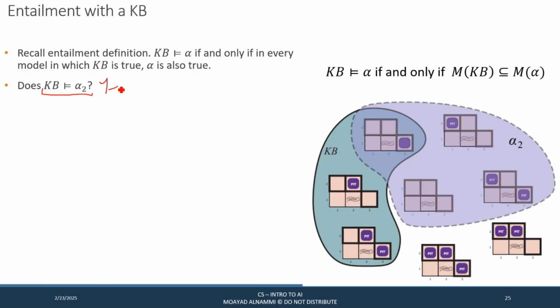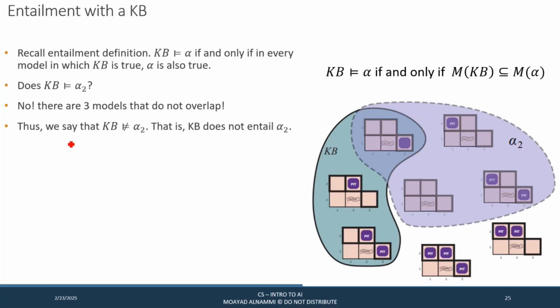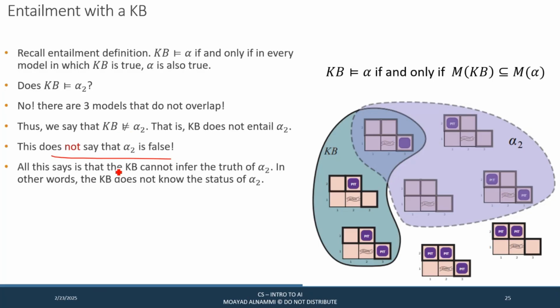it's a yes or no question. If the answer is yes, then that means that alpha 2 is true. But if the answer is no, that doesn't mean that alpha 2 is false. It just means that we don't know as of yet. It could be true, it could be false, but we cannot tell. So no does not say that alpha 2 is false. All this says is that the KB cannot infer whether or not alpha 2 is true.